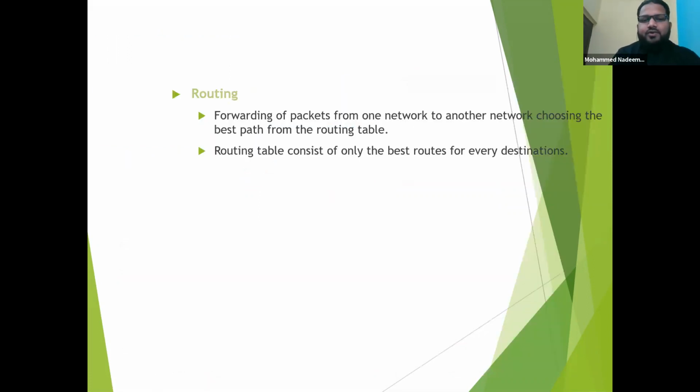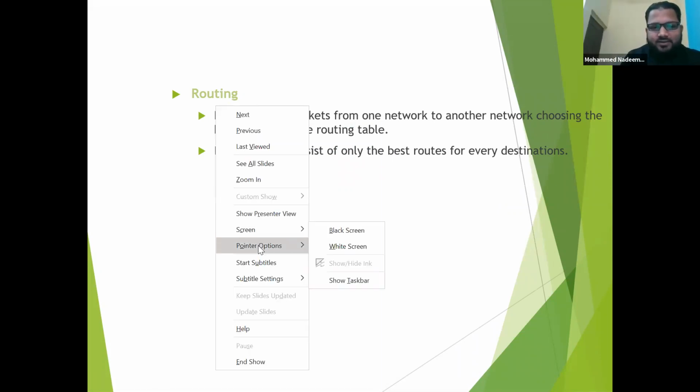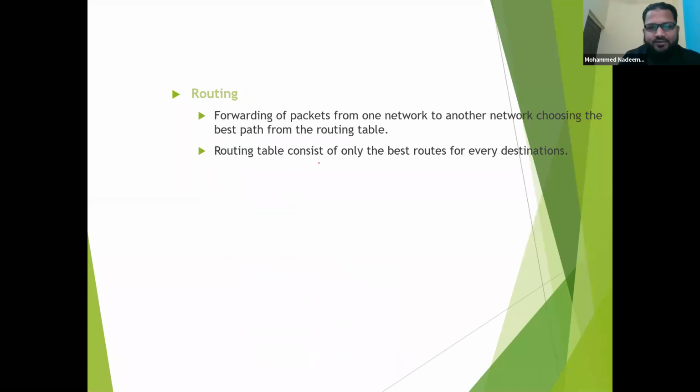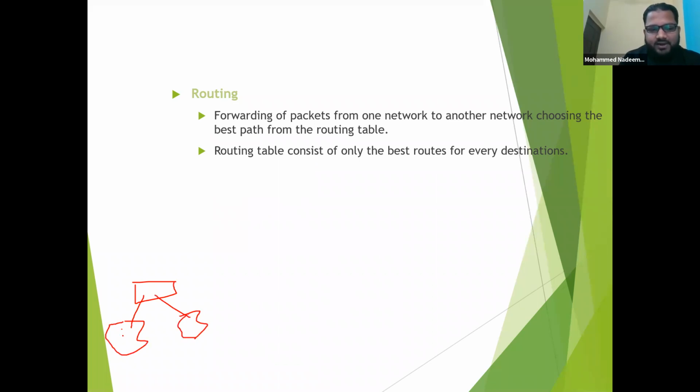Next, routing: forwarding of packets from one network to another network. If you understand basic routing, then you will understand everything. So what does routing mean? Yesterday we talked about the multi-layer switch. There was one VLAN, and one VLAN is nothing but one network, and there was another network, right? VLAN 10 and VLAN 20, 192.168, this is another network.